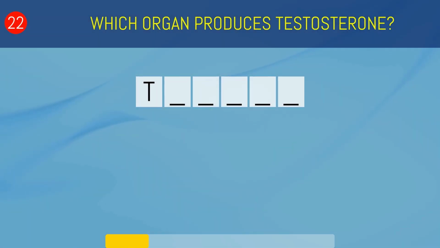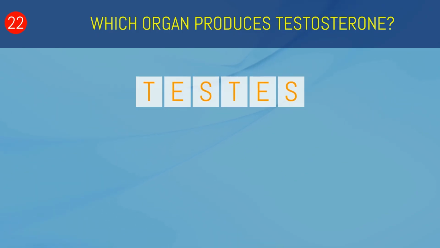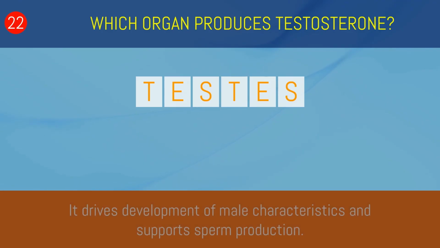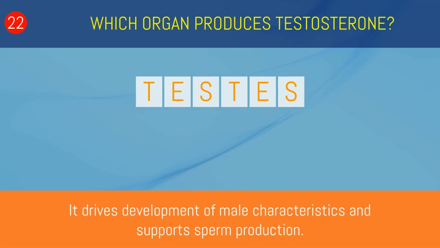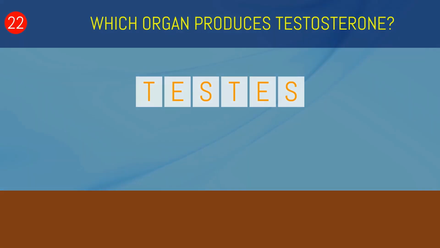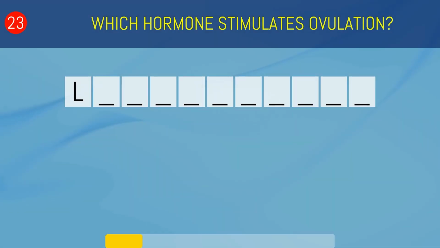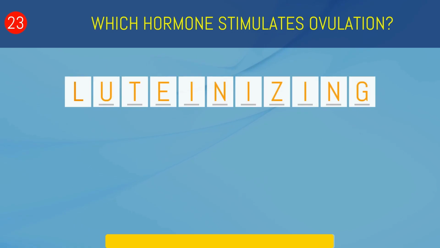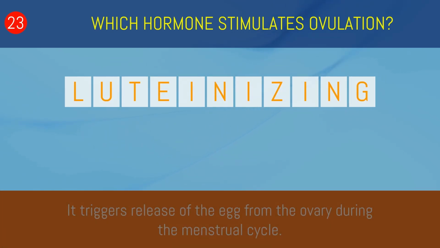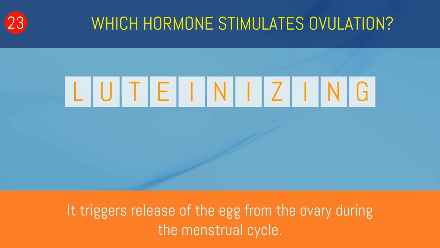Which organ produces testosterone? Testes. It drives development of male characteristics and supports sperm production. Which hormone stimulates ovulation? Luteinizing. It triggers release of the egg from the ovary during the menstrual cycle.